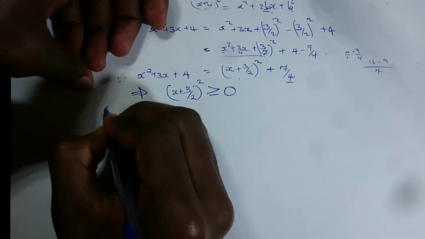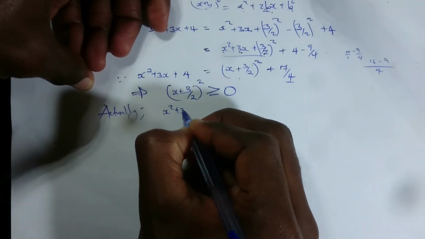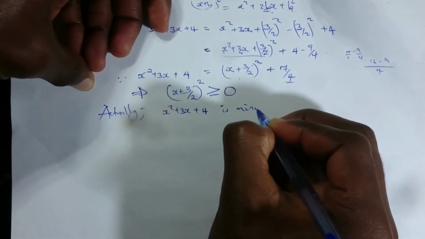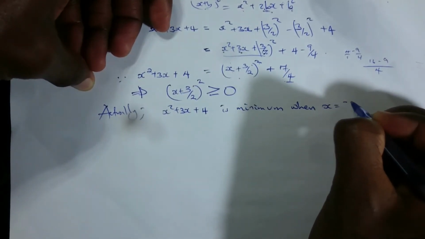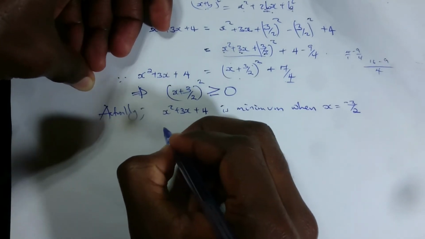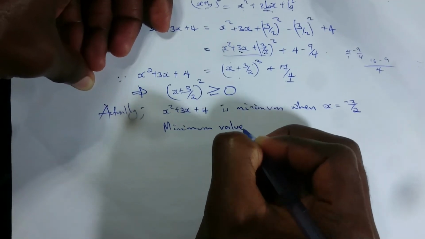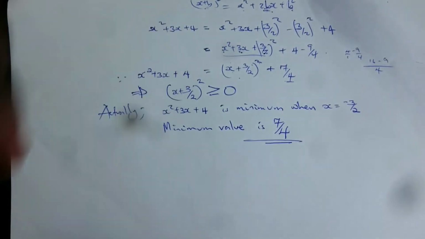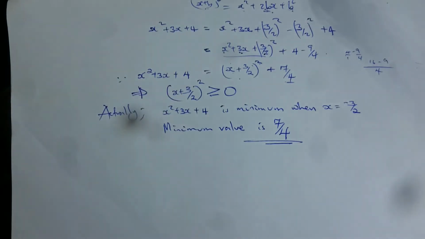So actually we have x squared plus 3x plus 4 is minimum when x equals negative 3 out of 2, and the minimum value is 7 out of 4. That's it. The maximum value for that case is endless, because the values of x are going to always increase. Consider x to be a real number.